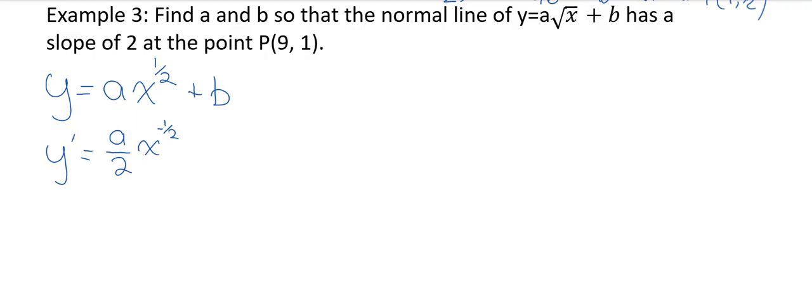And then the derivative of any constant is 0. So I don't have to worry about the b at this point, because the derivative of any constant is 0. So let's kind of write this a little bit nicer. So that's going to be equal to a over 2 root x. So we know y prime is equal to a over 2 root x.